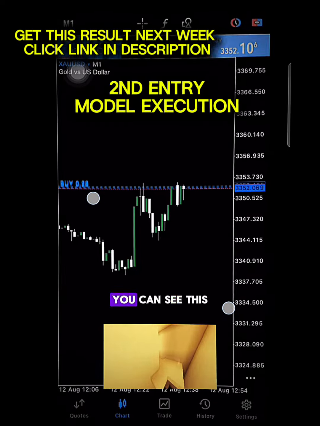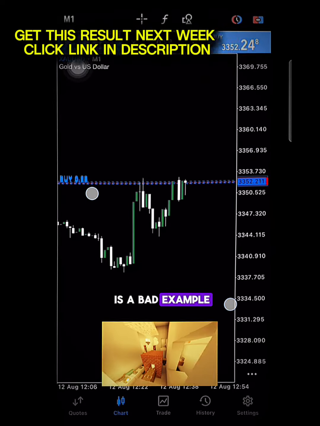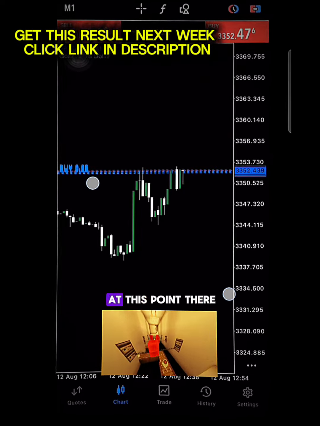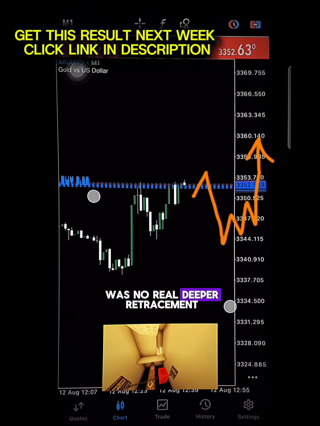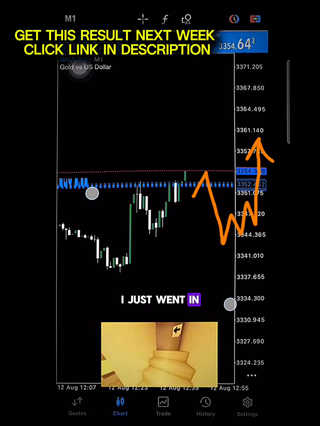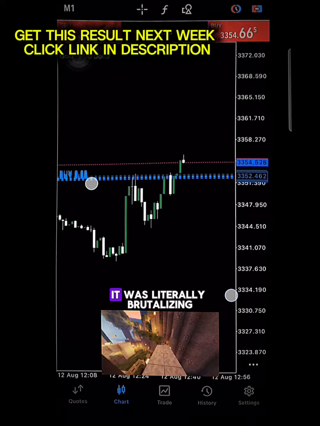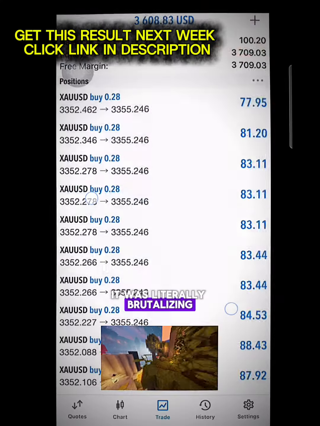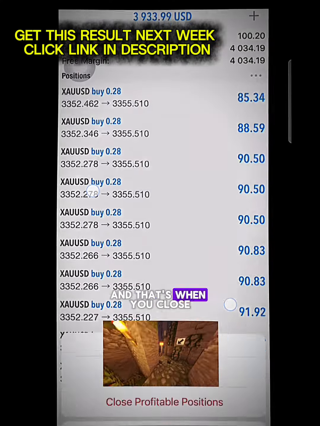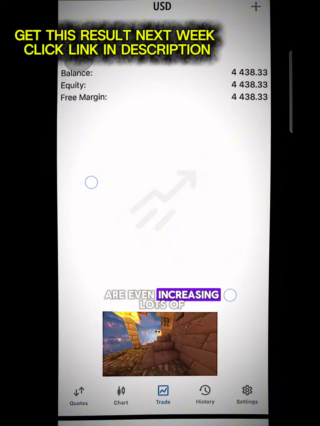Same with this one there, this is a buy example. If you look at this point, you can see there was no real deeper retracement. I just went in, and then you can see it was literally brutalizing all these points, and that's when you close. And make sure you are even increasing lot size.